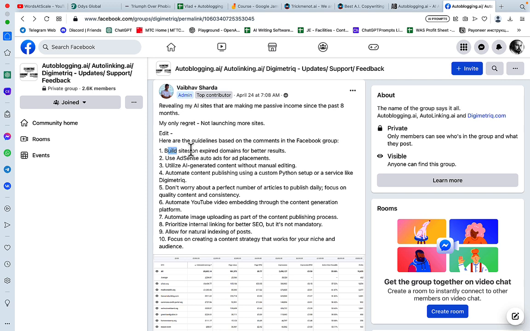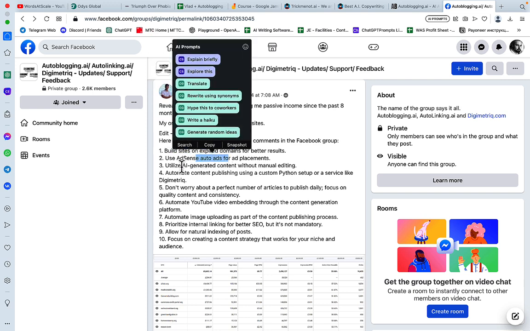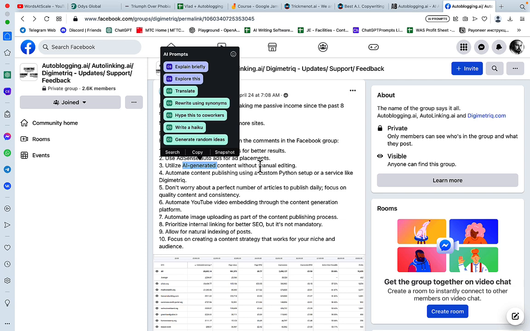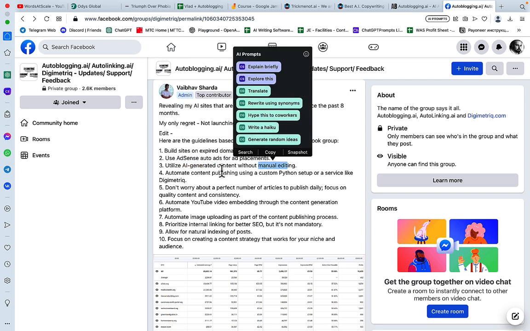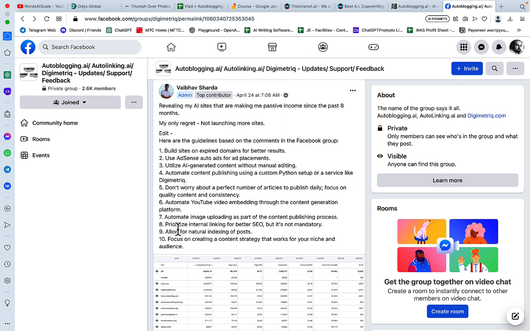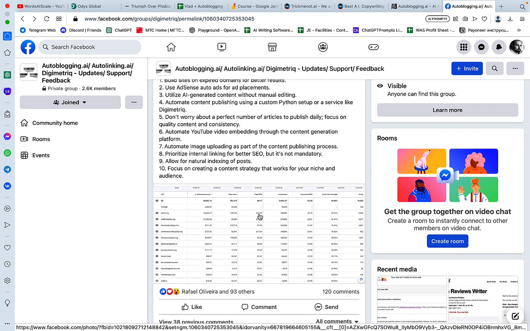So build sites on expired domains, use AdSense, utilize AI-generated content without manual editing. Automate content publishing, not worrying about the perfect number of articles per day, automate images, allow for natural indexing of posts. And this is controversial, but interesting, because there are a lot of indexing services and I'm still on the fence. I'm not sure if I will be using external indexing services myself or just submitting my sitemap through Search Console and waiting for natural indexing to occur.